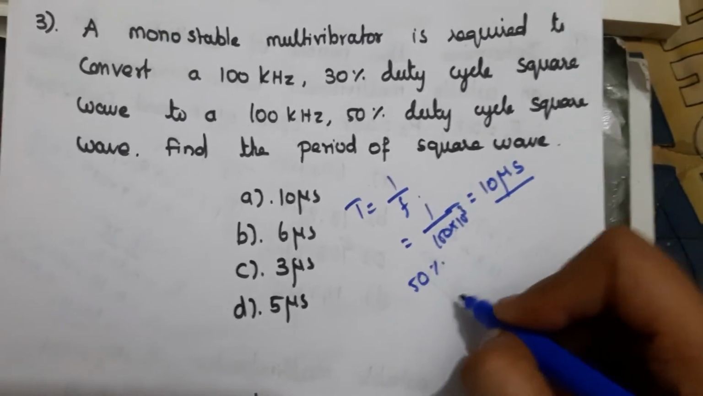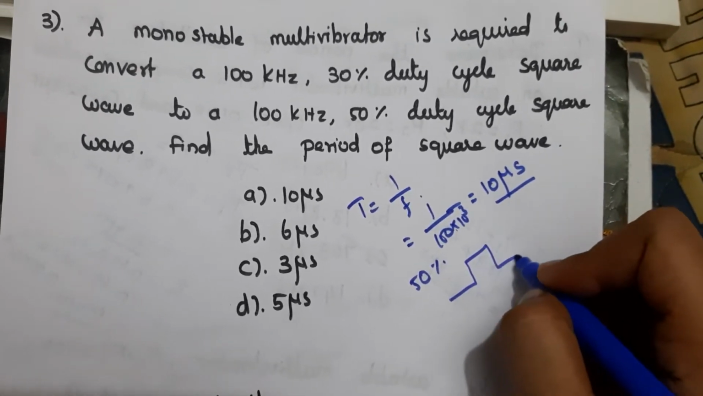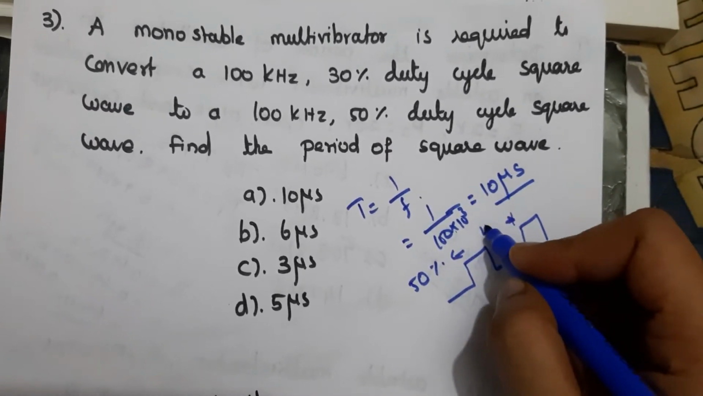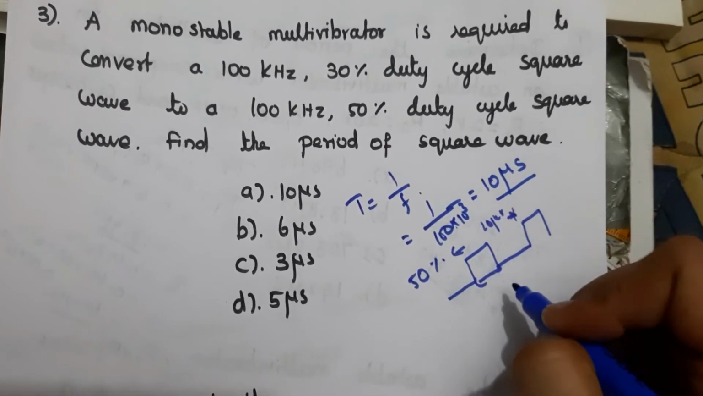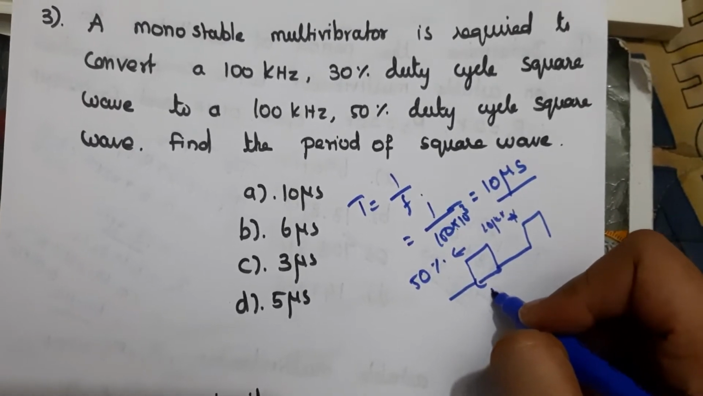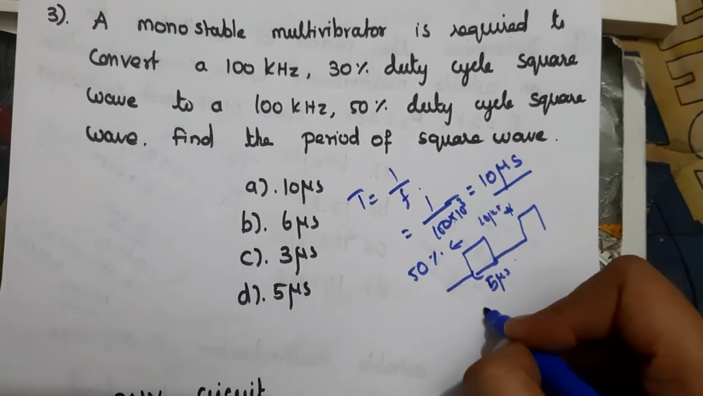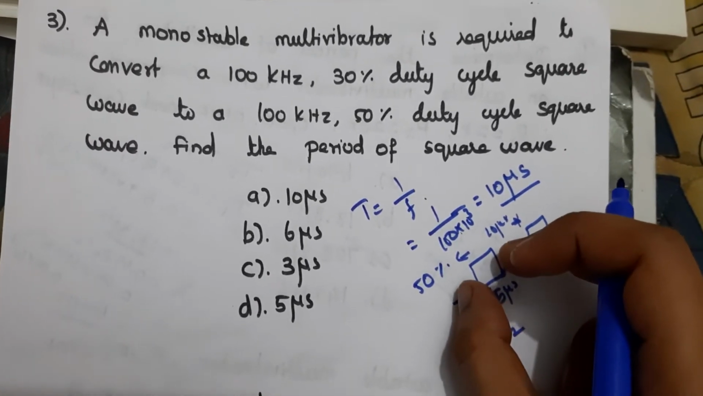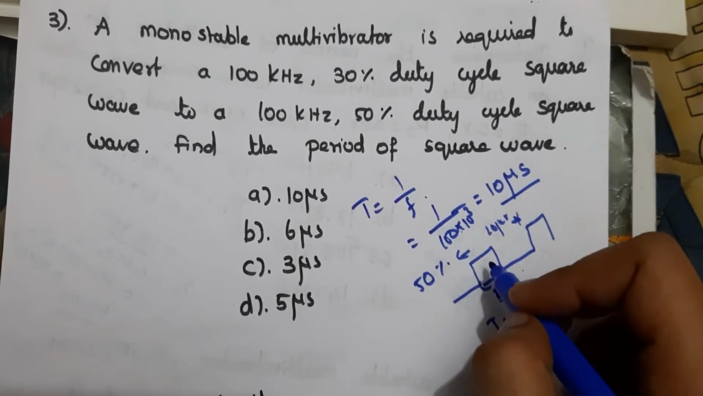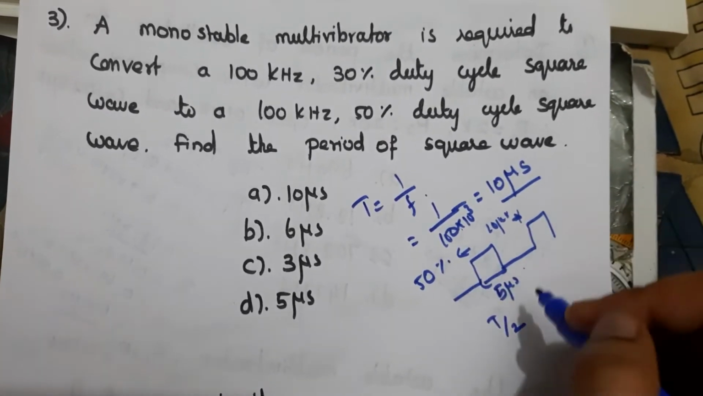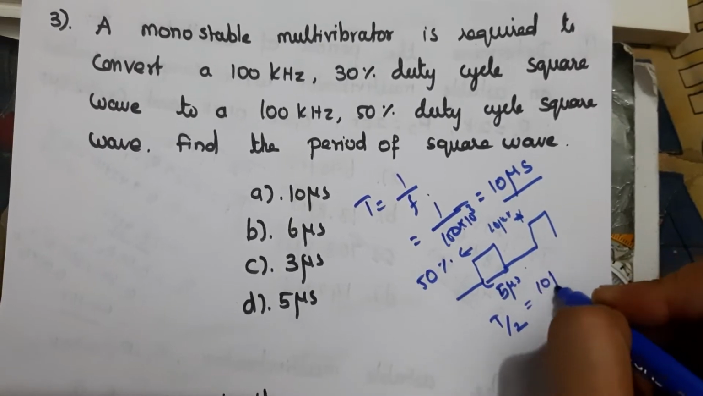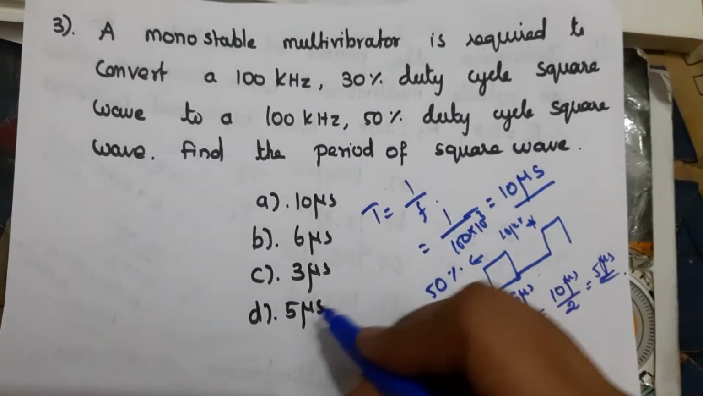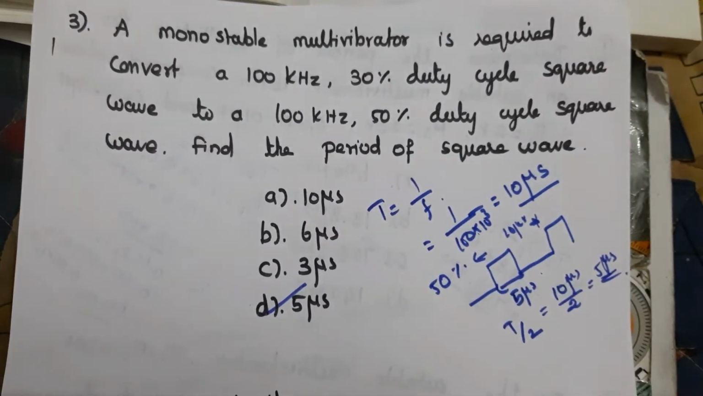So 50% duty cycle means that out of the entire 10, 50% will take 5 microsecond, that is T divided by 2. That will give the 50% duty cycle. Duty cycle means the period of one pulse. 50% means each takes an equal period. So T by 2, here T is 10 microsecond, means 10 divided by 2, that is 5 microsecond. So here the answer is D, 5 microsecond.